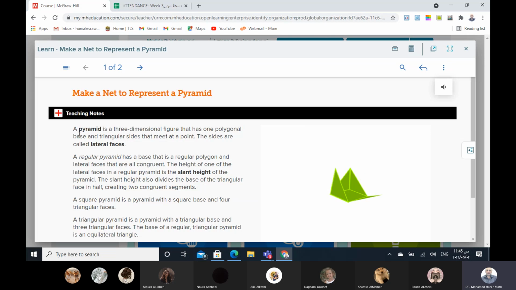So listen very well to know what the meaning of the pyramid, lateral faces, and slant height. Listen very well, please.